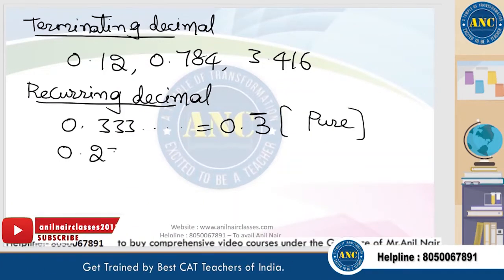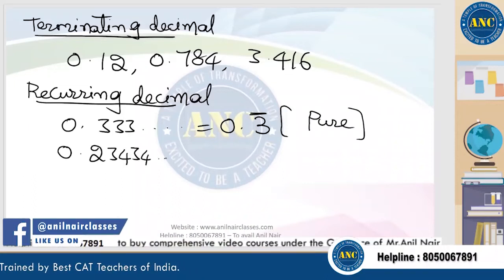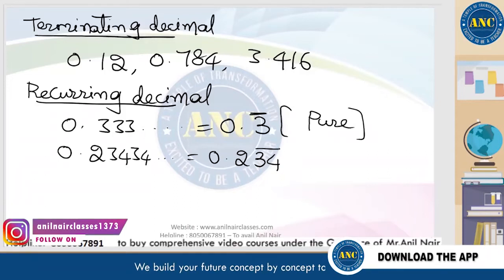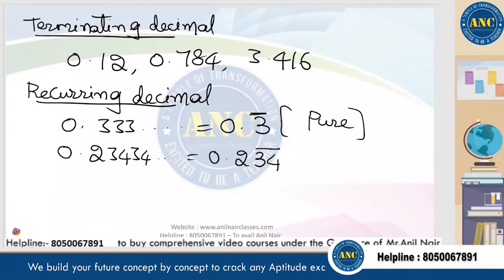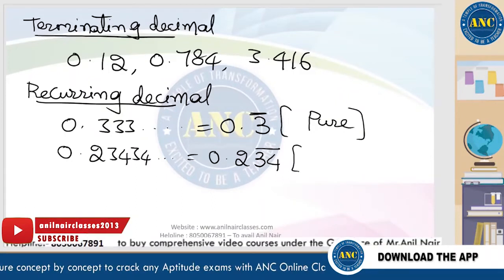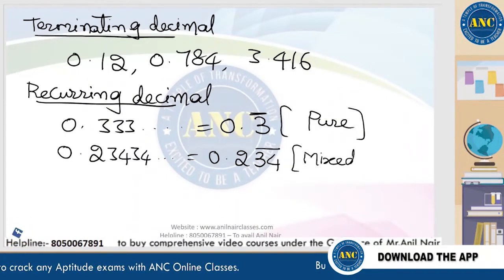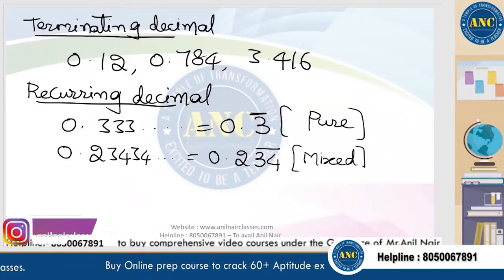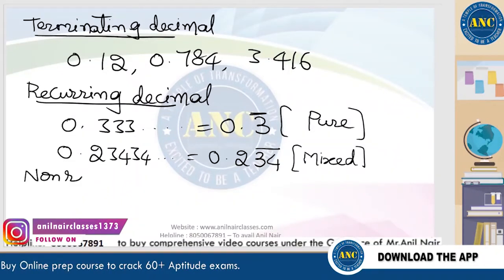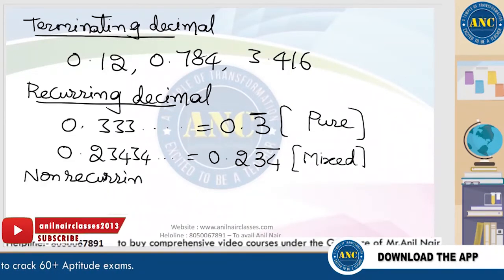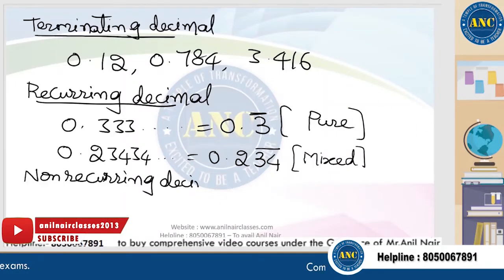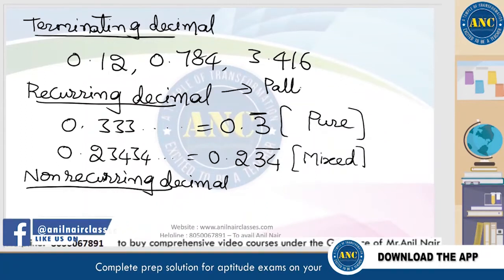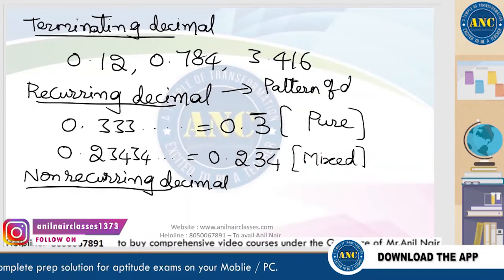Suppose it is 0.234234, where only 34 is getting repeated. So whatever the digits that are getting repeated, on that keep a bar. This is nothing but a mixed recurring decimal. One digit has stopped and 34 is getting repeated. What is non-recurring? It is not stopping but with different digits. There is no particular pattern. In recurring decimal, there is a pattern of digits getting repeated.